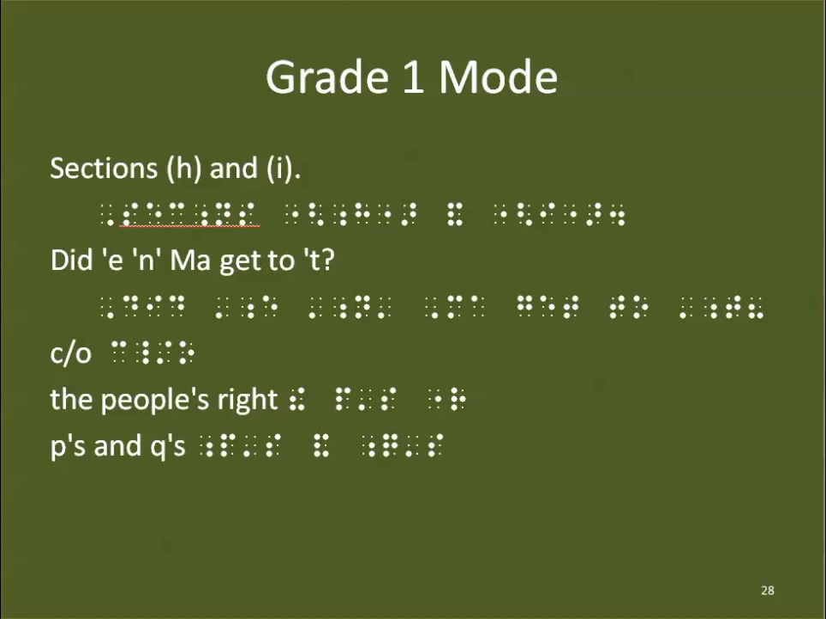But if we have the abbreviation C/O for care of, that C has a space on one side and a slash on the other, so that is not standing alone. We do not need a grade 1 symbol indicator there. The people's right, we have spaces on either side of that P apostrophe S. An apostrophe S does not affect standing alone status, so we're okay there. The P means the word people. But if we really do want it to mean P, as in P's and Q's, then we need to put that grade 1 symbol indicator in front of the P because of the standing alone status. And the same for Q, for Q's.